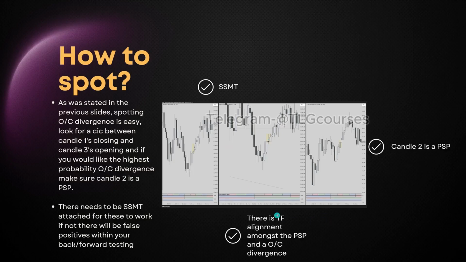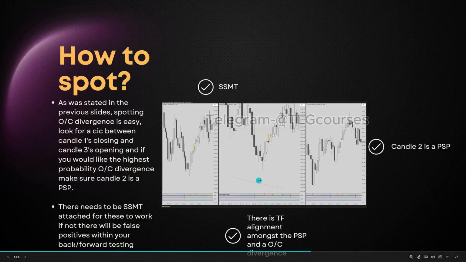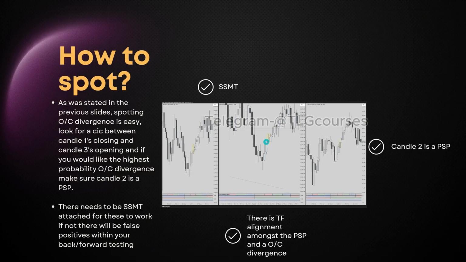And then there's a time frame alignment amongst the PSP, and the open close divergence is existent. As you guys can see, candle 1 is this candle right here, right before the yellow box. Candle 2 is at PSP, and as you can see, NQ opened up slightly lower by 3 ticks under the closing price of candle 1. And as you can see, YM and ES both ended up going higher. And this was a very, very good reversal point, and price ended up shooting straight up.